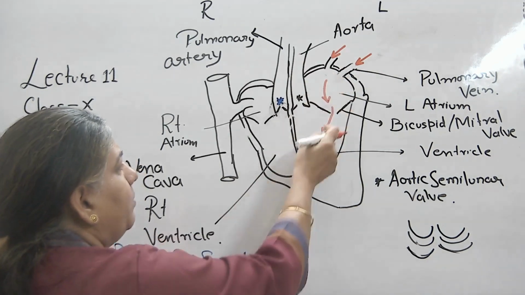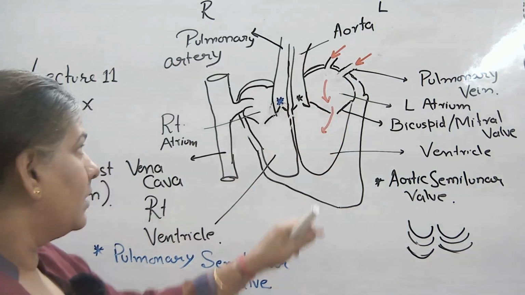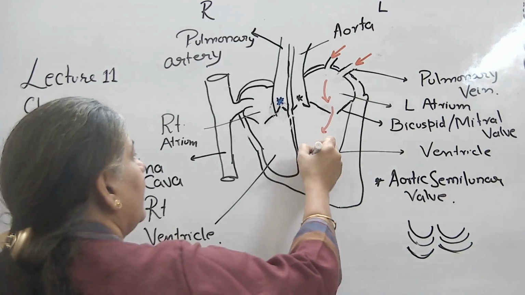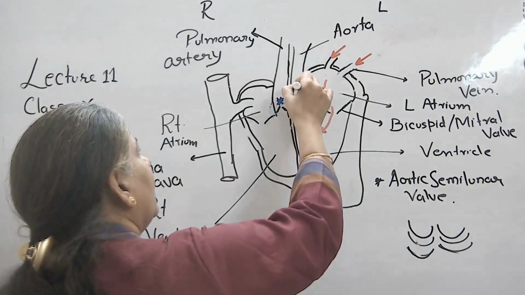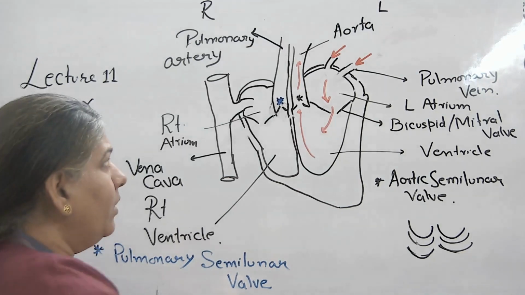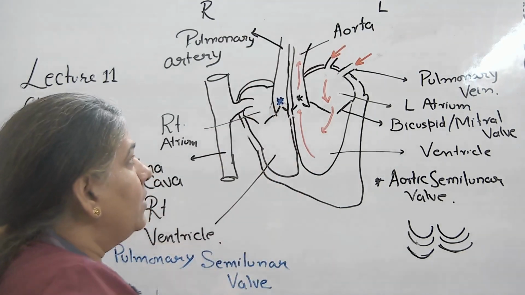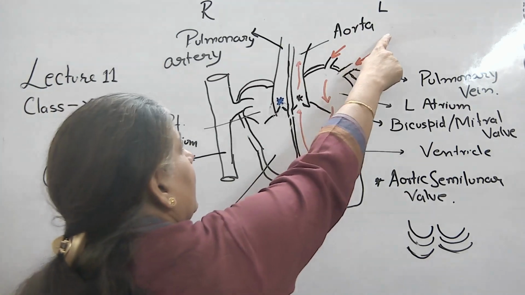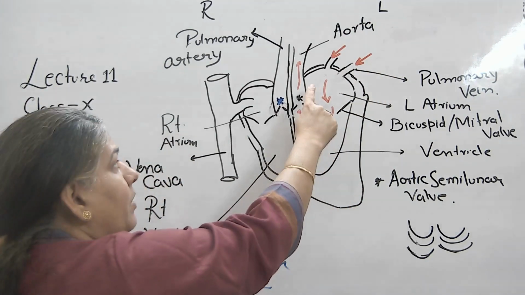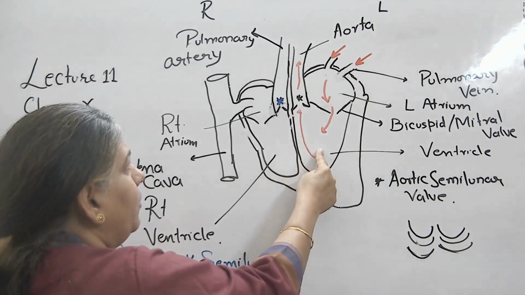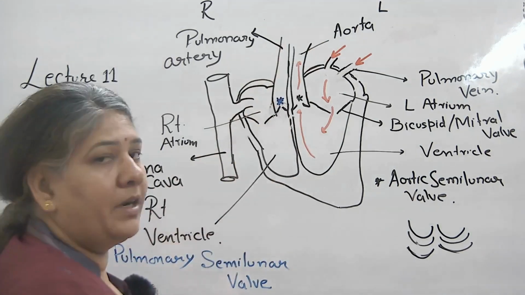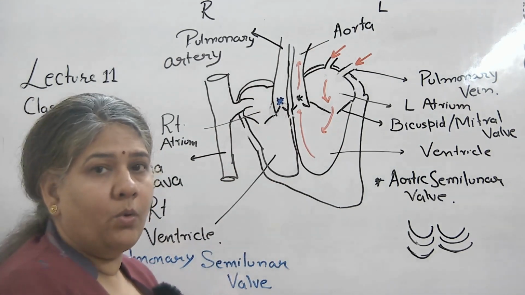Now the blood will be pushed into the left ventricle. From left ventricle, it will move into the aorta, and from the aorta it will go to the whole body part. So pulmonary veins bring oxygenated blood to the left atrium. From the left atrium it enters the left ventricle, and from the left ventricle this oxygenated blood is sent to the whole body.